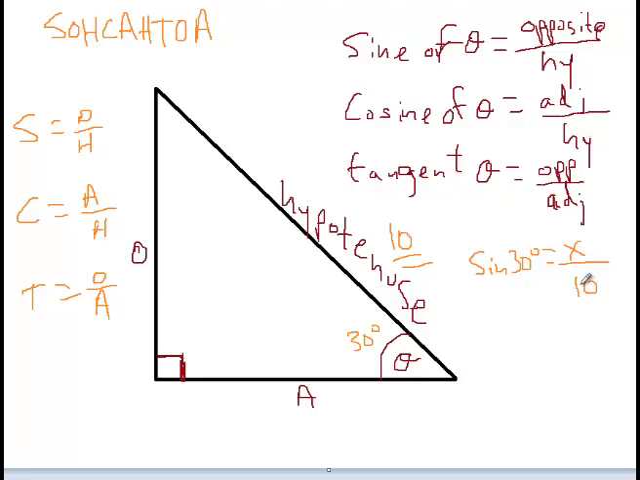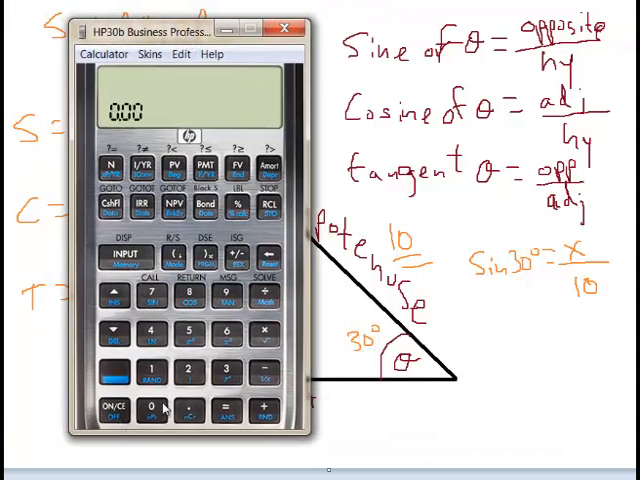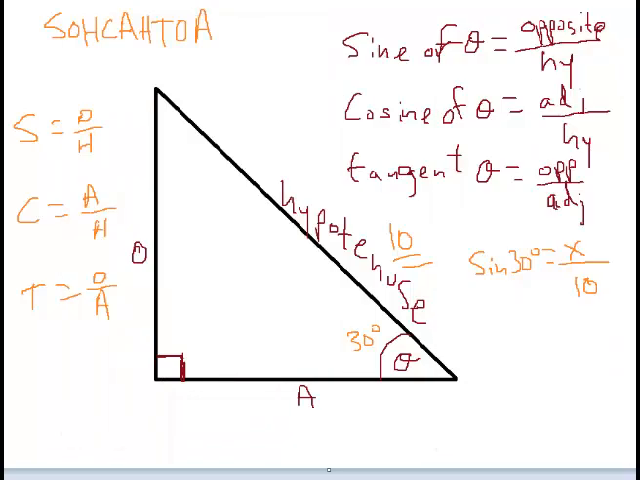What is the sine of 30 degrees? Well, let's do it on the calculator. We just did it, but let's do it again. Put in a 30, press sine, and we get 0.5. Then we can solve this as we would any other very simple equation. 0.5 equals x over 10, and a simple cross multiplication gets you x equals 5. So if the hypotenuse is 10, the opposite has to be 5, assuming this is 30 degrees.